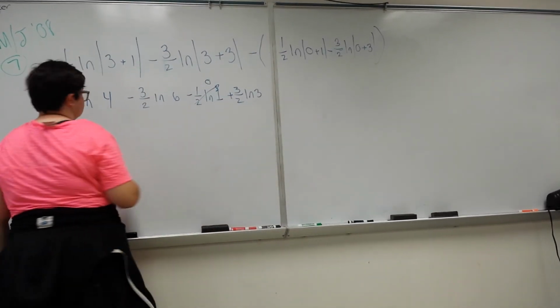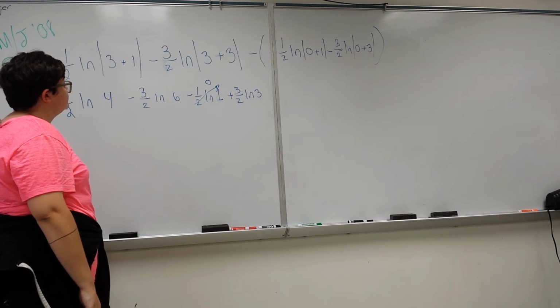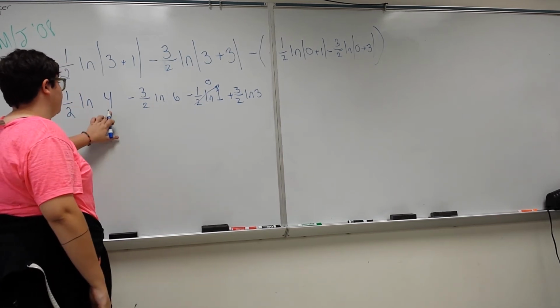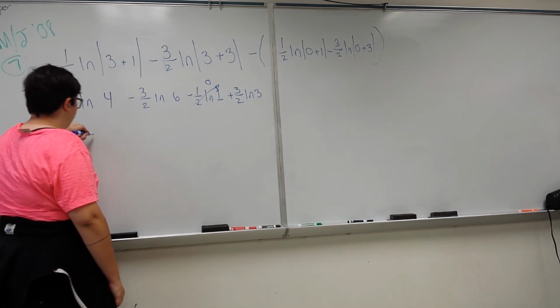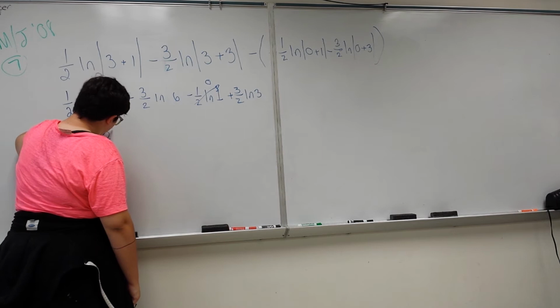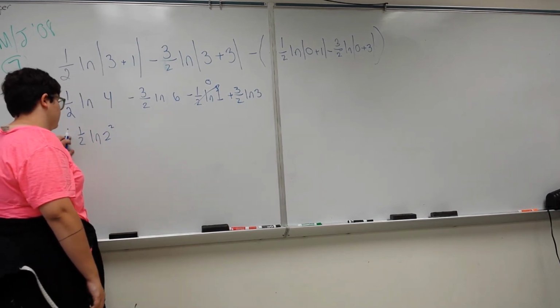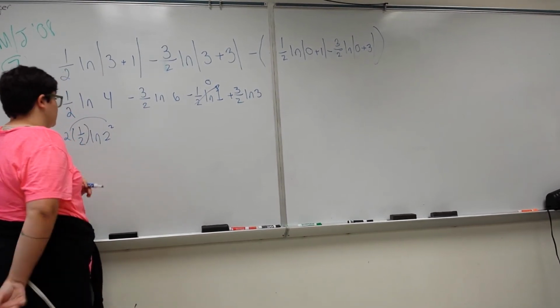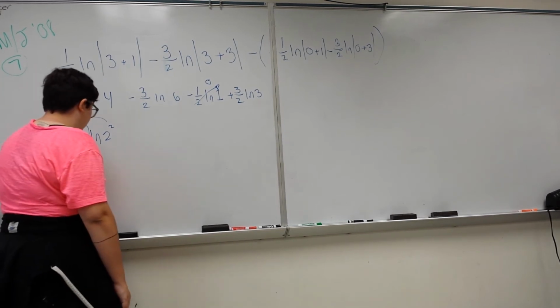What is the answer supposed to be? 3 minus 1/2 ln of 2. Okay. Well, can't you rewrite the 4 as 2 squared and then bring the 2 to the front? When you bring the 2 to the front, you just get 2 over 2, which is 1. So you just get ln of 2.